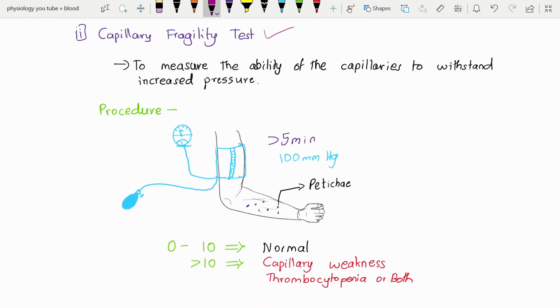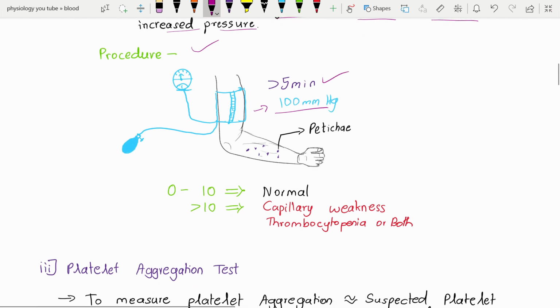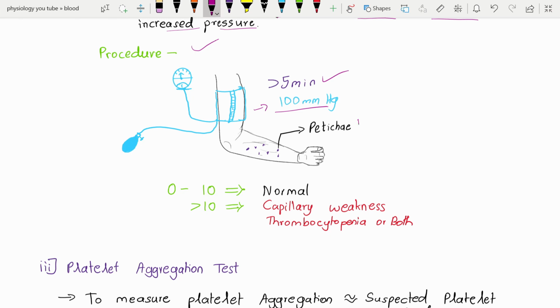What is fragility? It is telling us something that is rupturing or not. So we are here measuring the ability of the capillaries to withstand the increased pressure. So procedure: we are pressurizing the capillaries by inflating the BP cuff at 100 mm of Hg for more than 5 minutes. Then there occurs the petechiae.